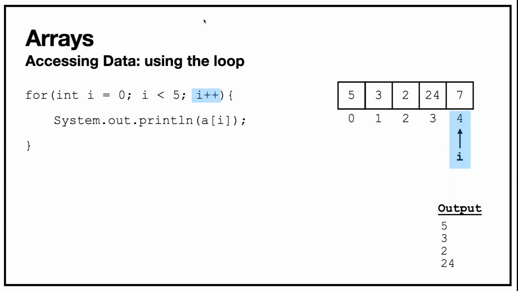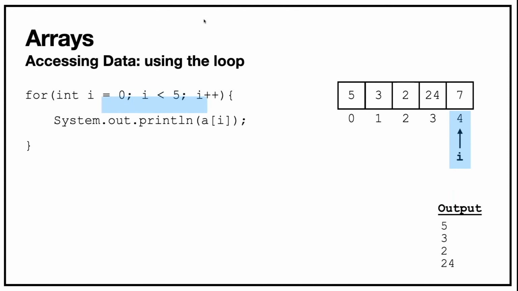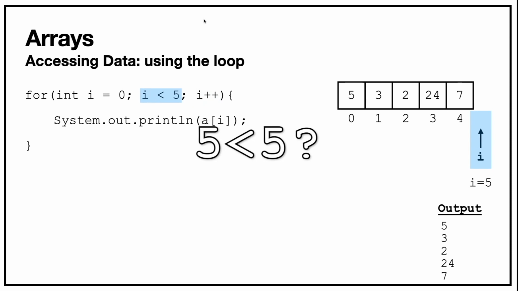Now it is 4. We check if 4 is less than 5, which is indeed true. So we go to the body of the loop, and we do the System.out.println a at position 4, which is the value of 7. By using i++, we update the value of i, which is now going to be 5. I want you to pay attention because after the update, we go back to the check. But when we come back here to the check, we see if 5 is less than 5. And in this case, it's not true, therefore false. Because it's false, that will terminate the execution of this loop, and we exit.